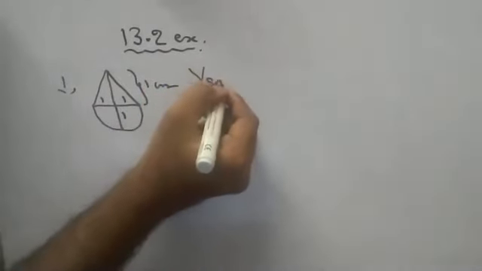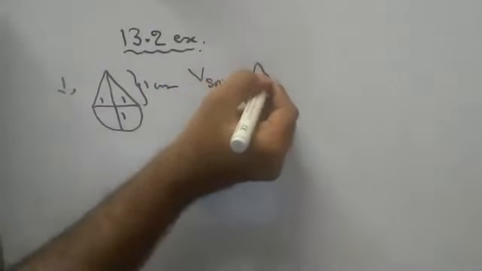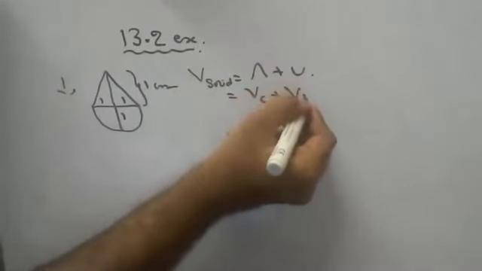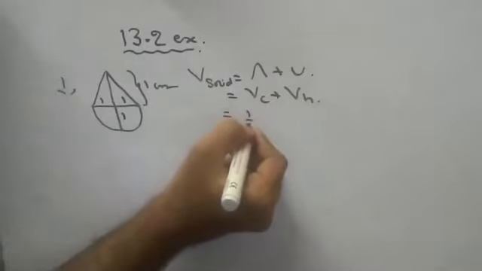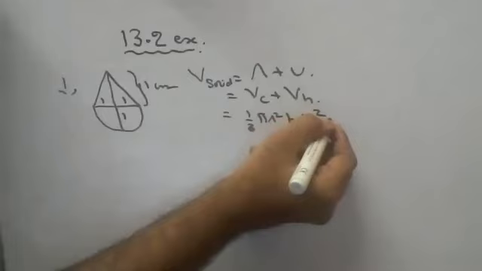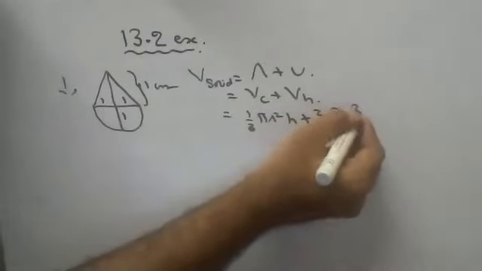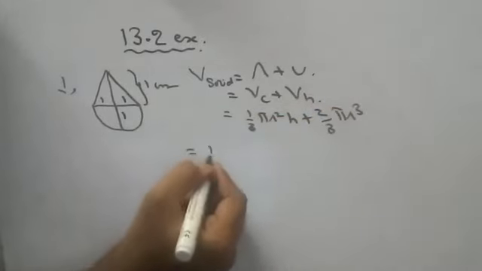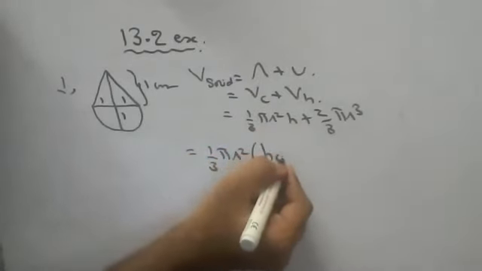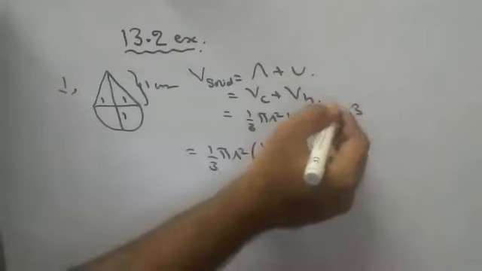Find the volume of the solid. What is the volume of the solid? Means one cone is there, one hemisphere is there. So volume of cone plus volume of hemisphere. Volume of cone is 1 by 3 pi r square h. You should remember the formulas. Volume of hemisphere is 2 by 3 pi r cube. In both of them, what is common? 1 by 3 pi r square is common. What is left over here? Height of the cone plus 2r.